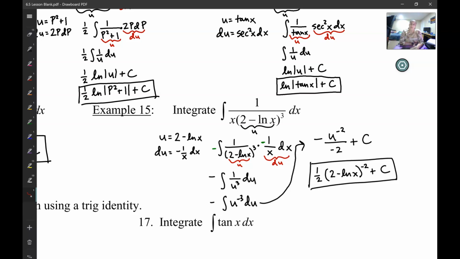In the last video for today, we're going to use this new ln rule to find the integral of tangent and cotangent.